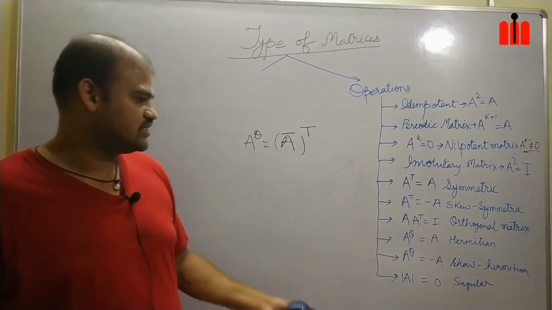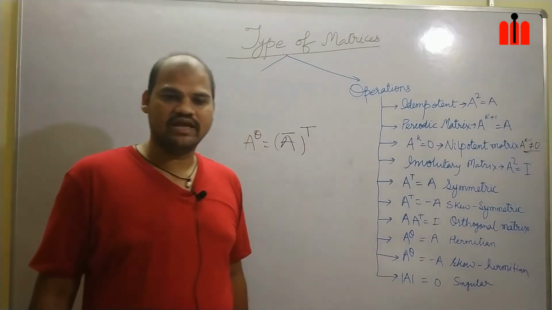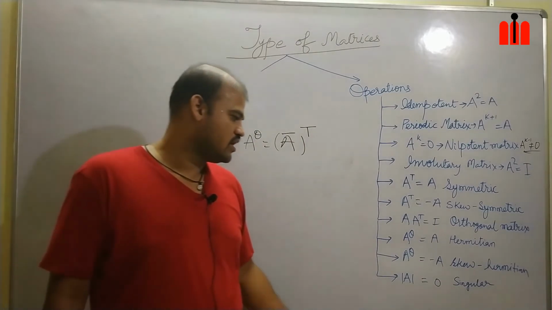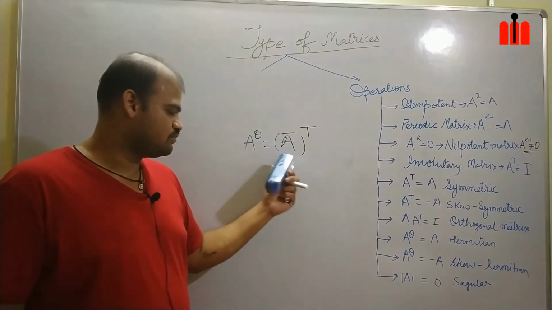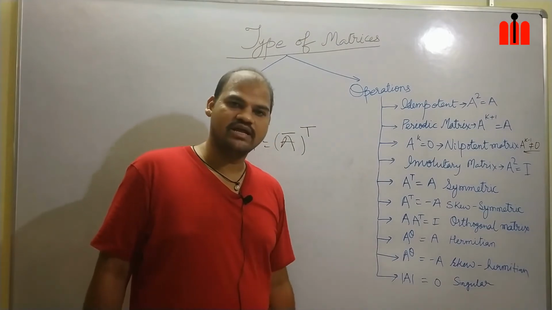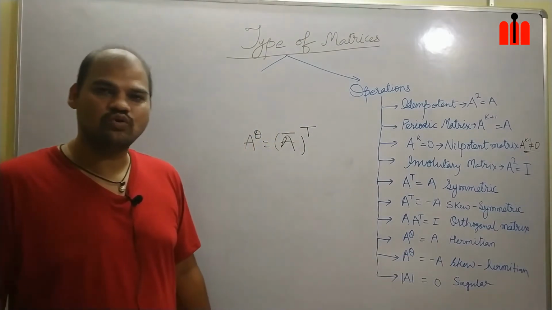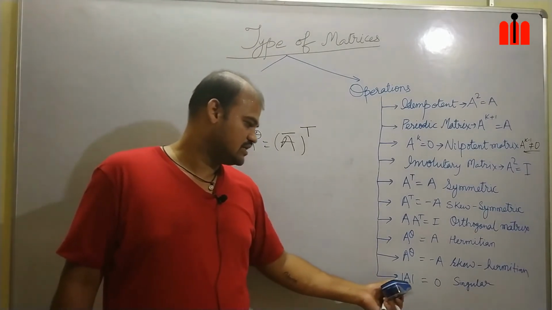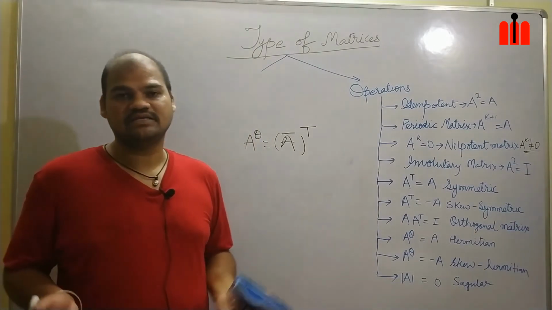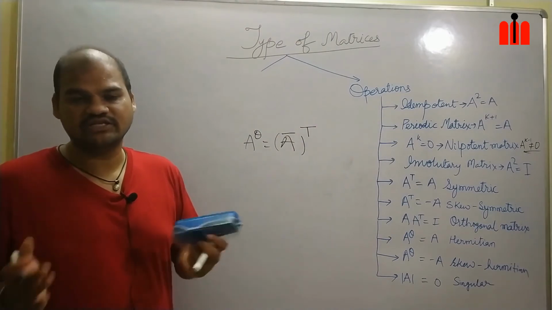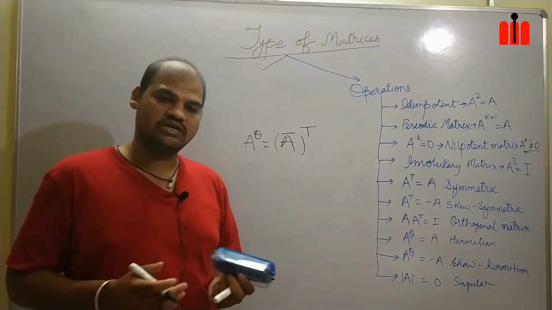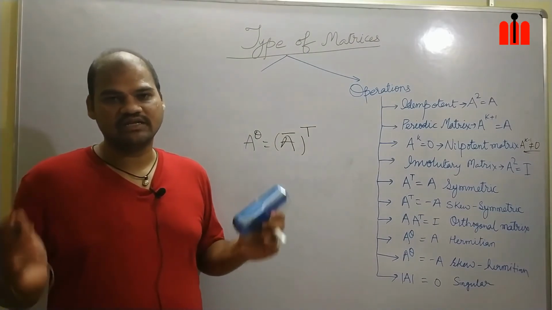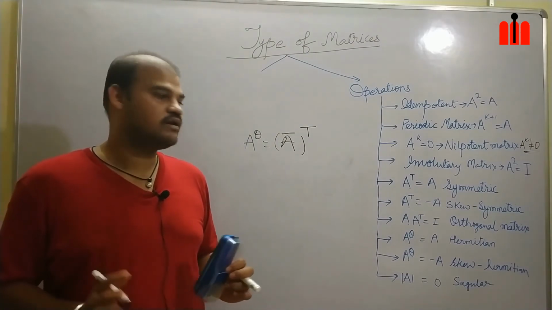After doing this operation, if you get the matrix A again, such a type of matrix is known as a Hermitian matrix. If the same operation is performed and you get minus A, such a type of matrix is known as a skew Hermitian matrix. At last, whenever a matrix has its determinant as 0, such a type of matrix is known as a singular matrix. A matrix whose determinant is 0 is known as a singular matrix.